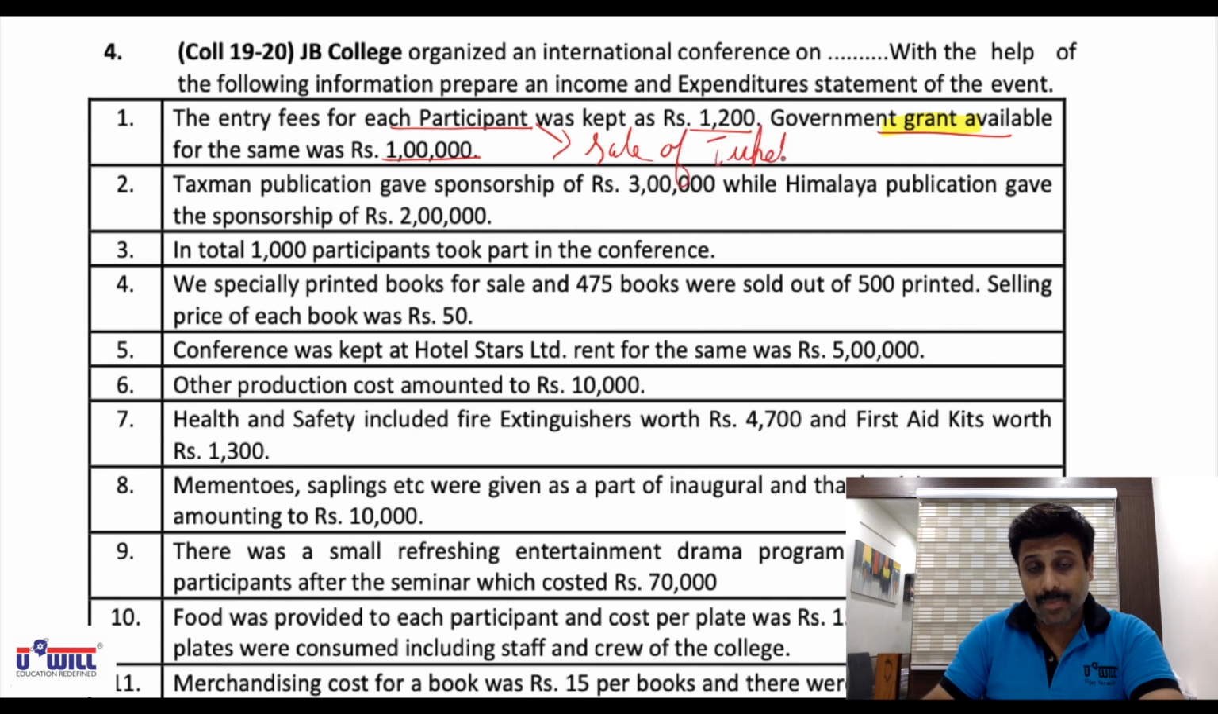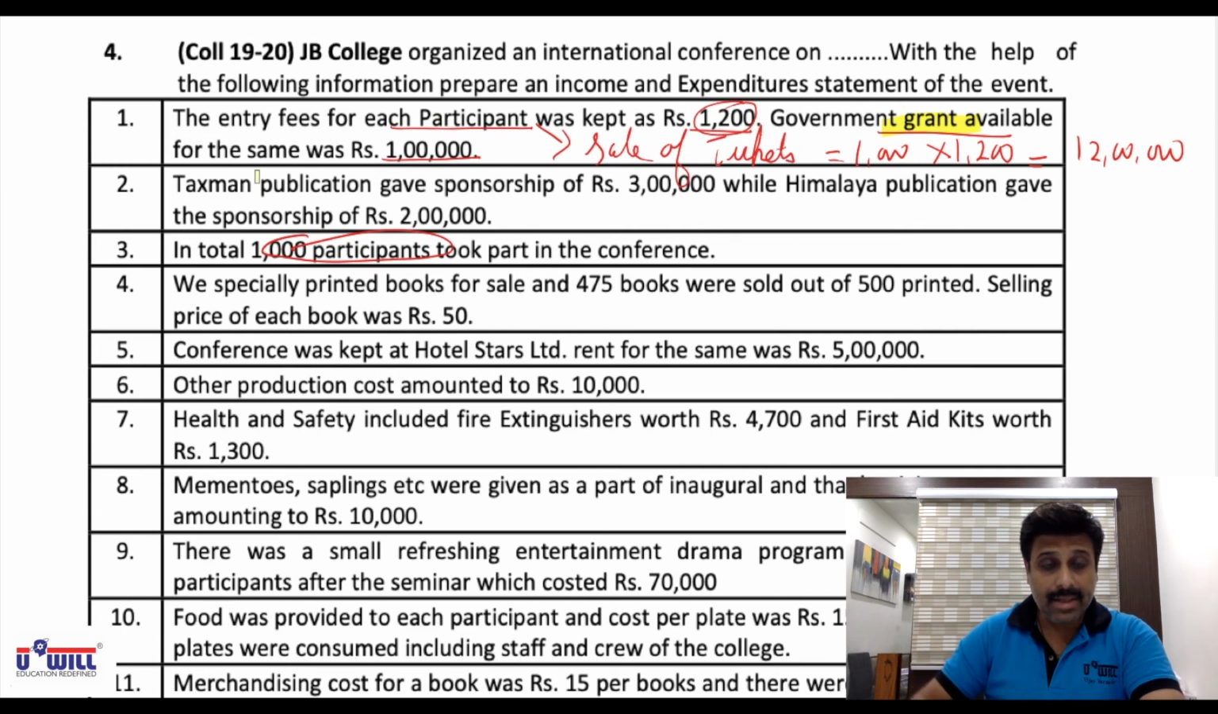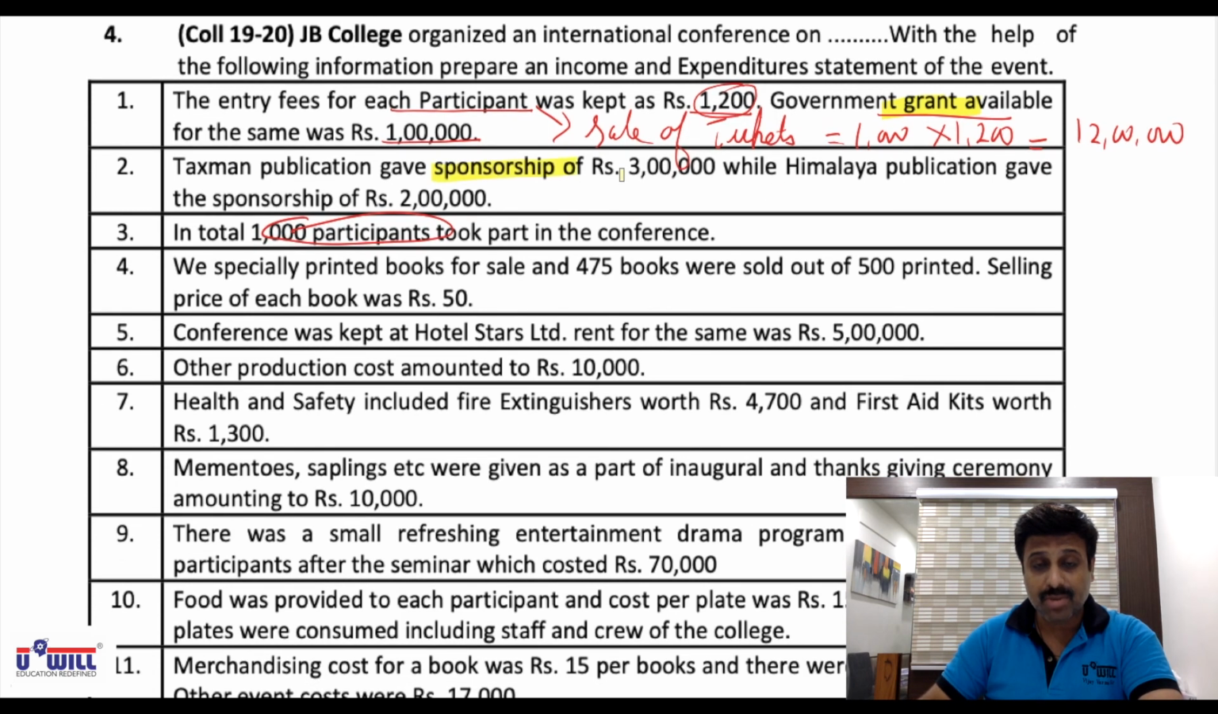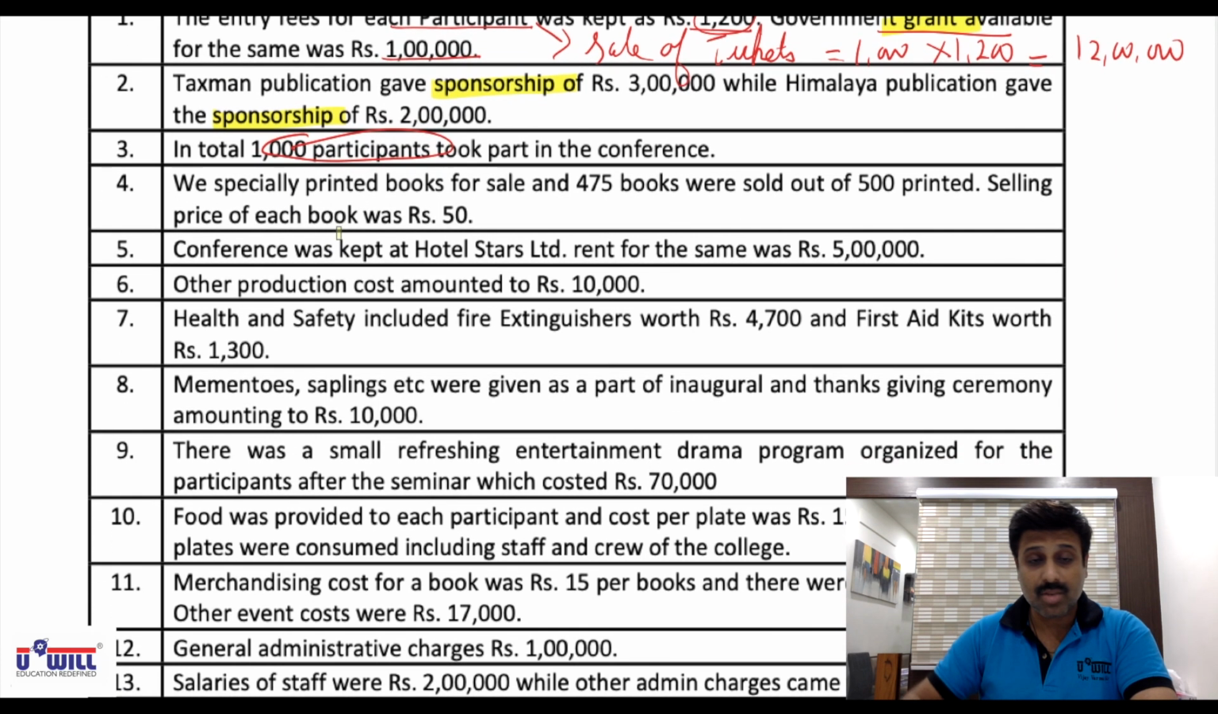Now, all of you can see in adjustment 3, total 1,000 participants are there and 1,200 is the amount. So 1,000 participants into 1,200. So total sale of tickets would amount to 12 lakhs. This will come in sale of tickets. Then Taxman publication gives sponsorship. So in sponsorship you'll have 3 lakhs, while Himalaya publication gives sponsorship of 2 lakhs, so total 5 lakhs. 1,000 participants we already discussed from the first one.